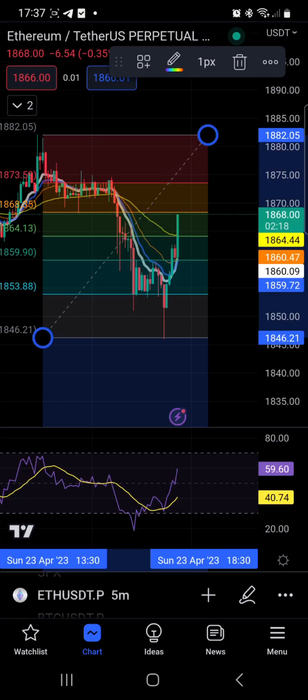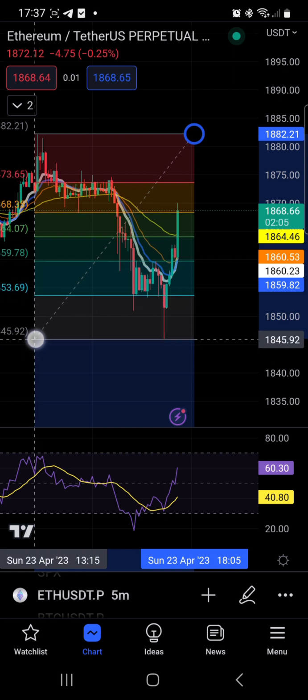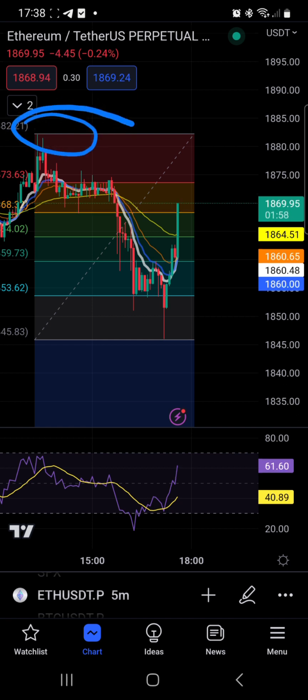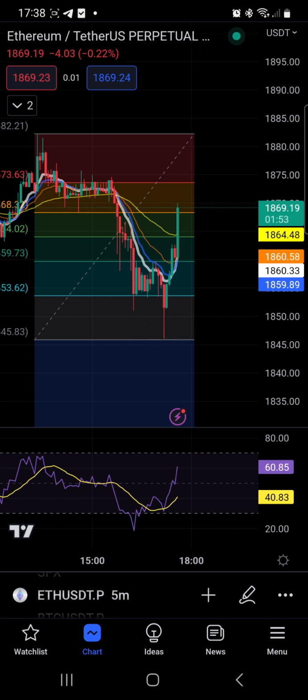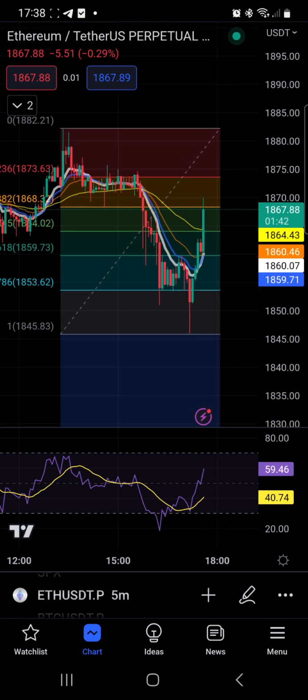So the lowest point is, this is the highest point, and I will do the lowest point is there. So this is the highest point on this chart at the moment. So this is the highest point and this is the lowest point. So on the Fibonacci you can see where the actual retracement is taking place.